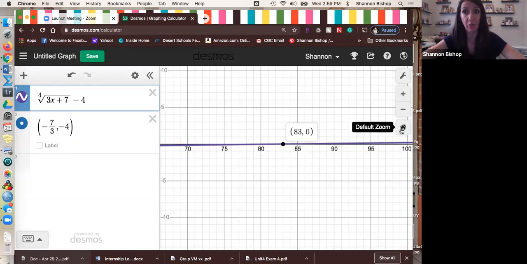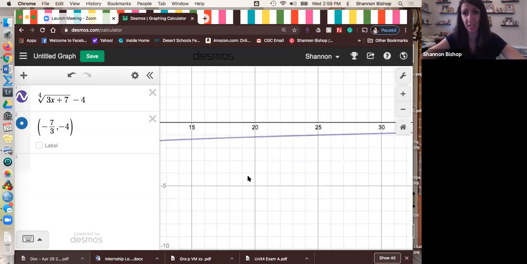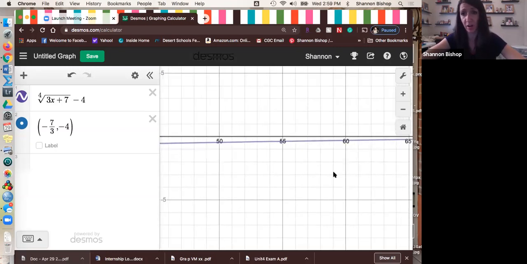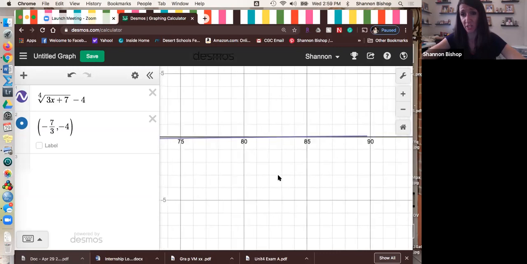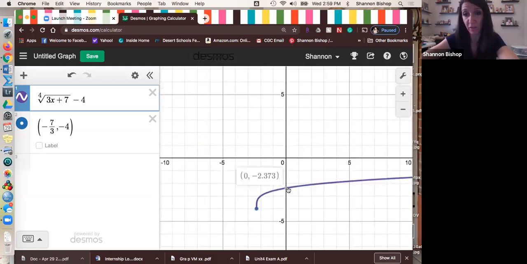Yeah, 83. When you first look at that graph, you're tempted to be like, I don't even know if this has an x-intercept. Well, don't jump the gun because it does. It's just way out there. And I realize that's kind of obnoxious to have to scroll around looking for it, but that's why we have algebra that we'll do in our next lesson. But nonetheless, for today, there are intercepts. There's a horizontal intercept at 83, and there's a vertical intercept at 0, negative 2.37.